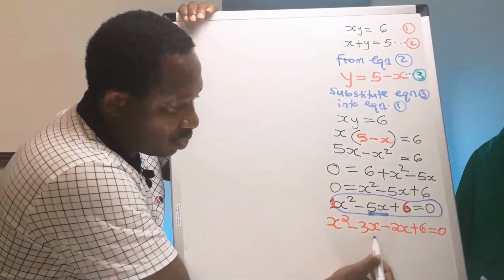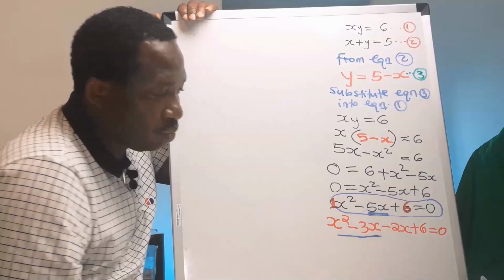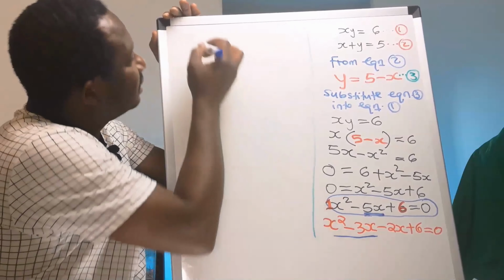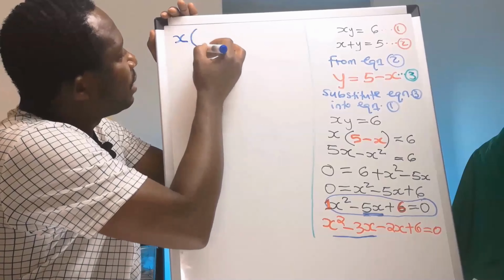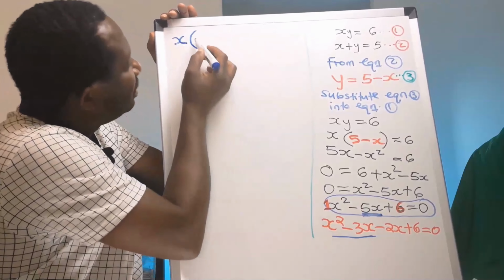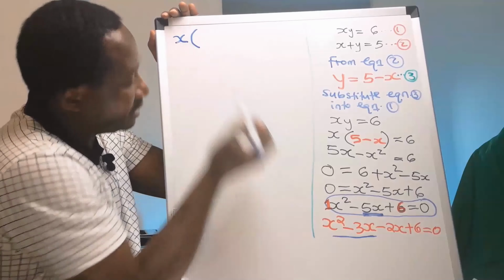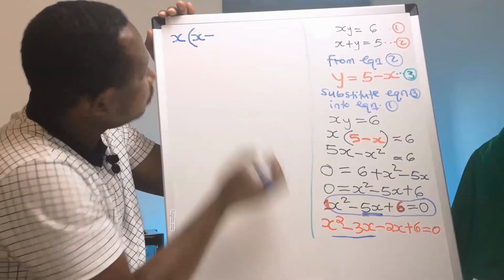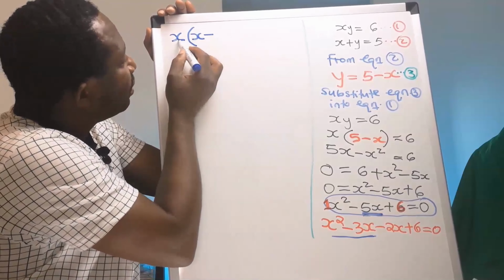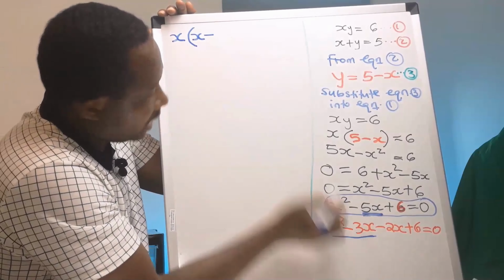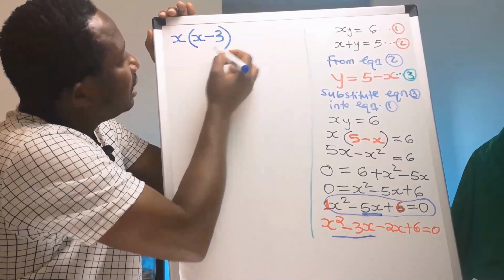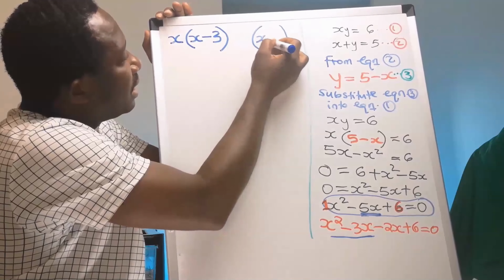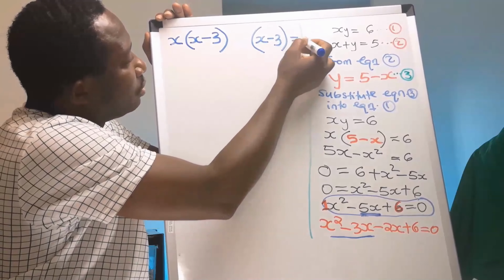Next, I will consider the first two pairs. What is common in these two terms? x is common. I'll open a bracket. What will I put here so that if you multiply x, I will get x squared? It is x. There is a minus here. What will I put here so that by the time it multiplies x, I will get 3x? It is 3. Next, I'll open another bracket. I'll copy whatever that is here. I will just paste equals 0.